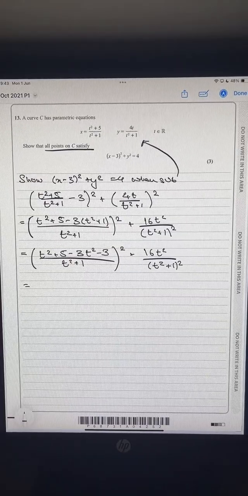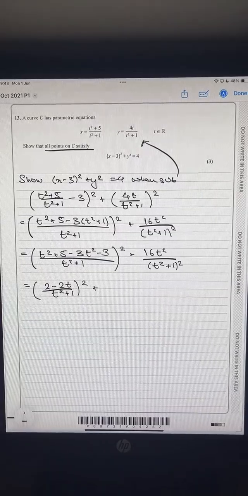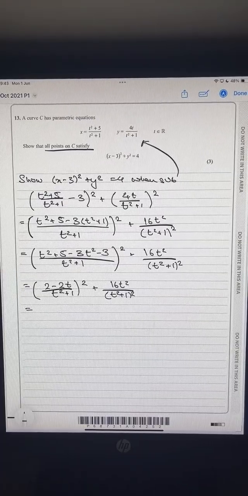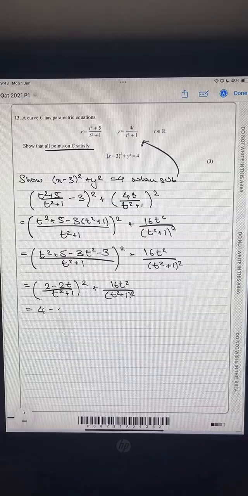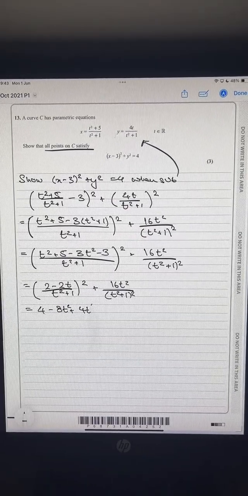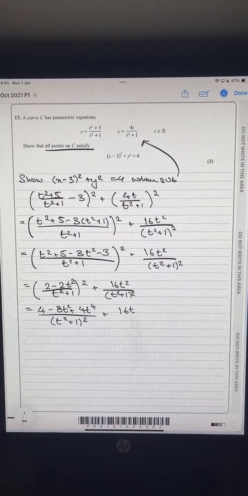And then if I clean up the top completely, I have 2 minus 2t divided by (t squared plus 1) whole squared, plus 16t squared divided by (t squared plus 1) whole squared. And then if I square this whole thing, I get 4 minus 8t plus 4t squared plus 4t to the power of 4, and then that's over (t squared plus 1) whole squared, plus 16t squared divided by (t squared plus 1) squared.